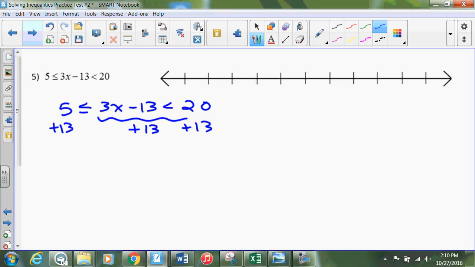So here I go. 5 plus 13 is 18. The -13 and 13 is gone. Then I'm going to bring down the 3x. Bring down the less than sign. 20 plus 13 is 33. Then once again, I'm just going to cover up this part with my hand, but you can't see it if I put my hand over there.